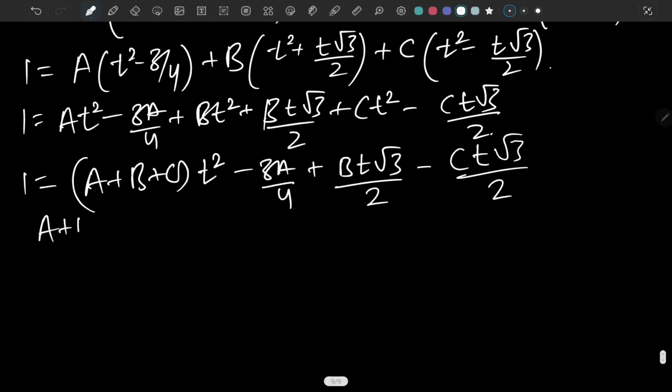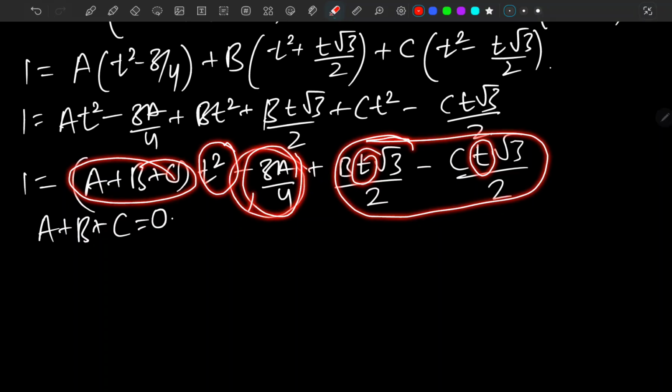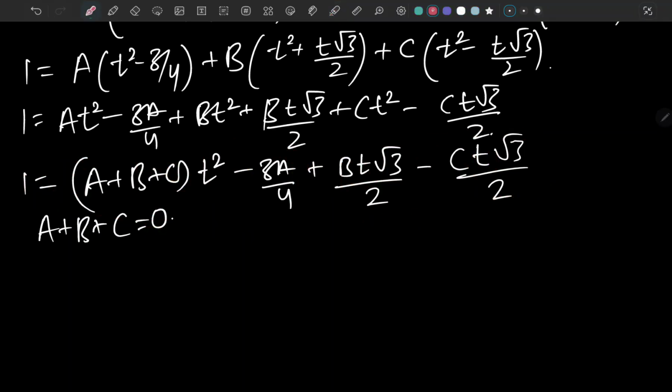Okay, so a plus b plus c is 0. If you look closely, this is the only constant term, and these two things are being factored out as t outside. So these two things are a factor of t, and these three things are the factor of t squared, right? This means that this term is being equal to 1. That's what we are going to do.